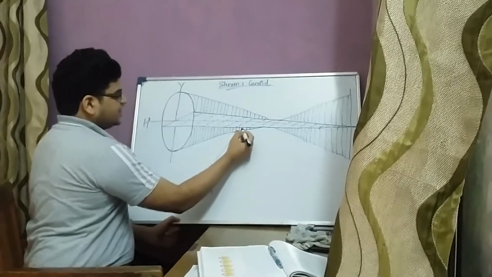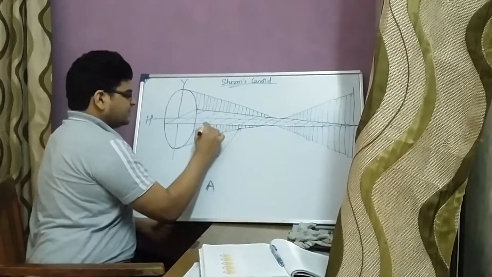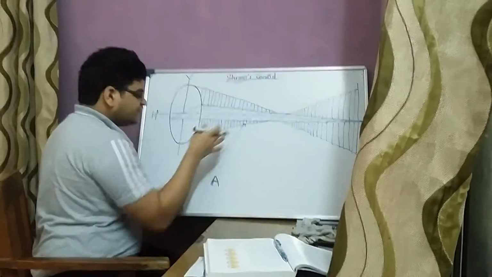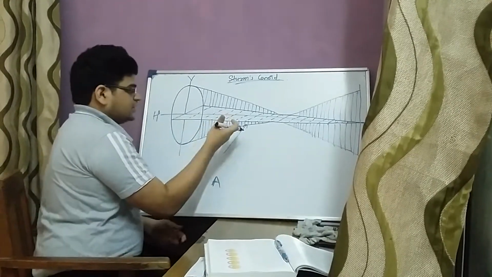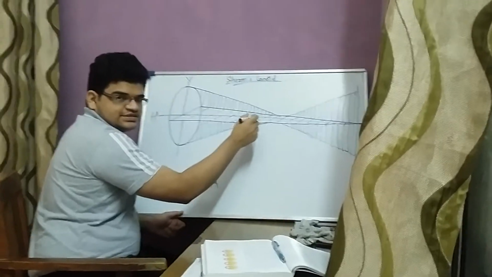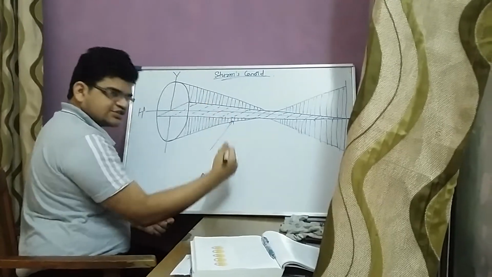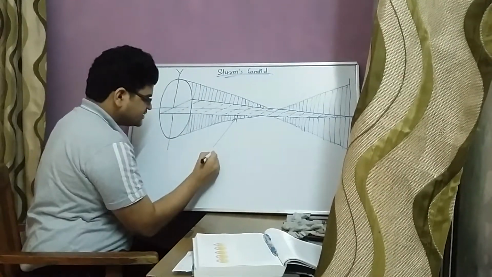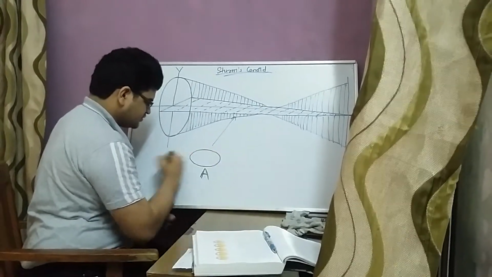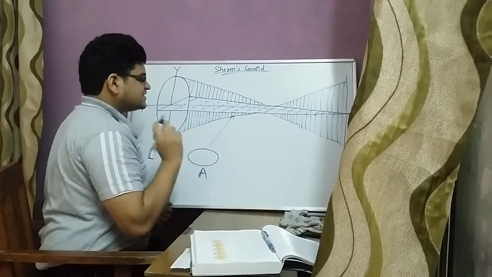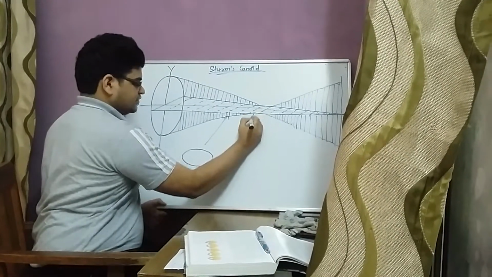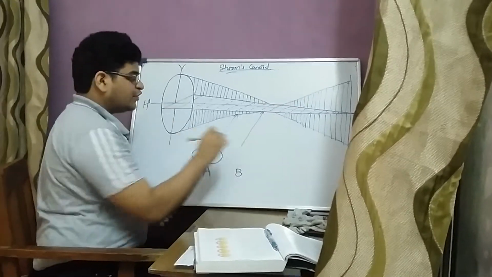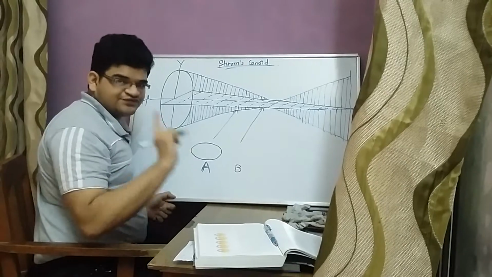Now at this point the vertical rays, that is V, are converging more than the horizontal rays. That's why the section which is obtained is a horizontal oval, that is this. Next is this one, that is point B. Point B is the first focus.